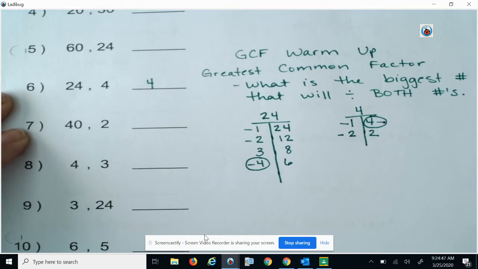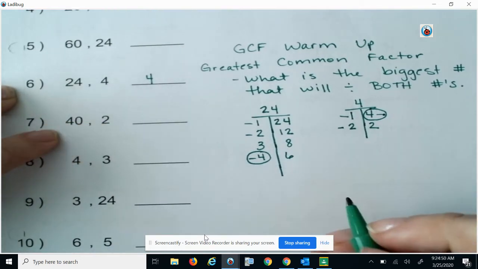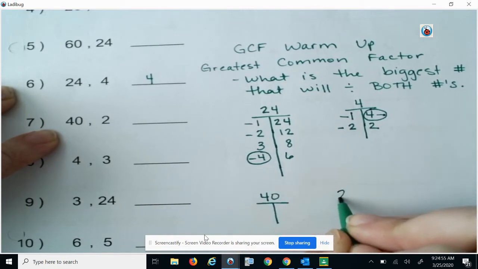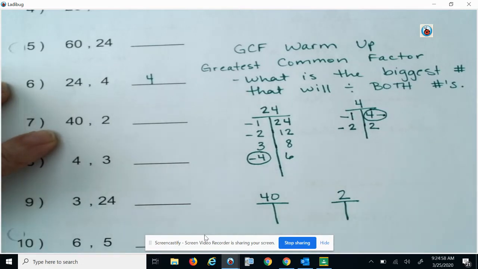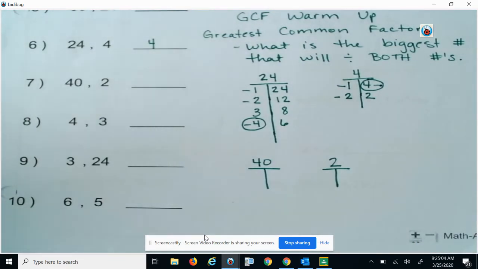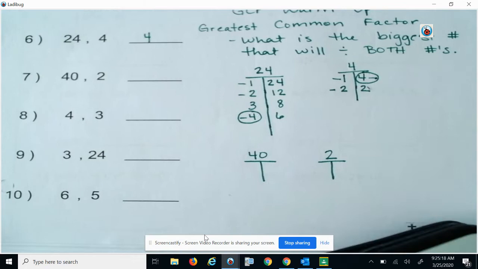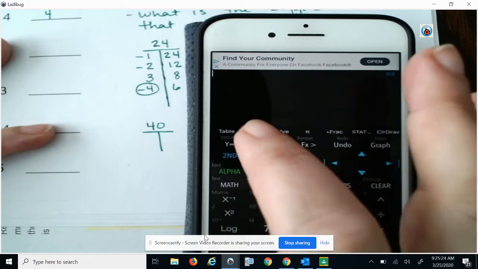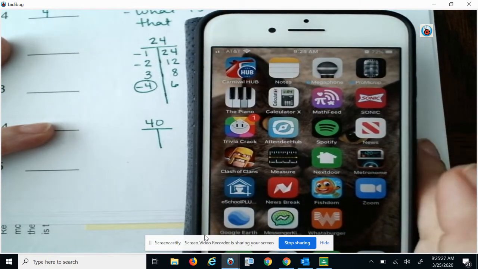Right. Number 7, 40 and 2. Make a T-chart for 40 and make a T-chart for 2. Okay, 40. Now, if you really just don't like making these T-charts and these multiplication facts are just not your strong suit, keep working on them, keep practicing. It will help you in life just to know them. Makes things a lot faster. If you don't know them and you need help right now, you can use a calculator to help you.